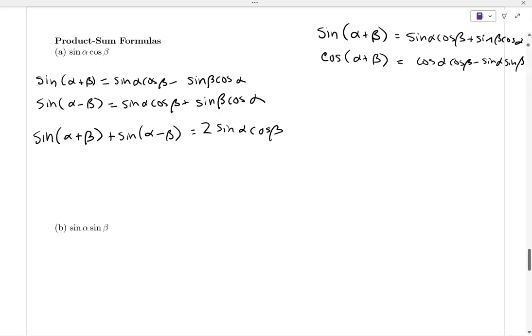I said I wanted an expression for sine alpha cosine beta. I've got an expression for 2 sine alpha cosine beta. What do I need to do now to get to the final step? Divide by 2. Yep, that's all I need to do. Good, fantastic. So your sine alpha cosine beta is 1/2 sine alpha plus beta minus sine of alpha minus beta.